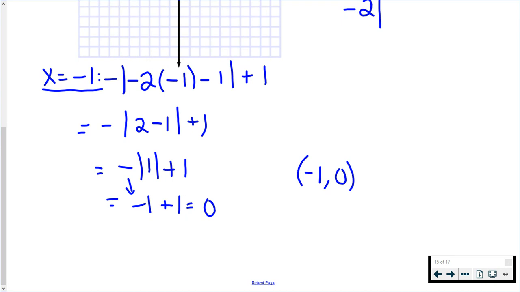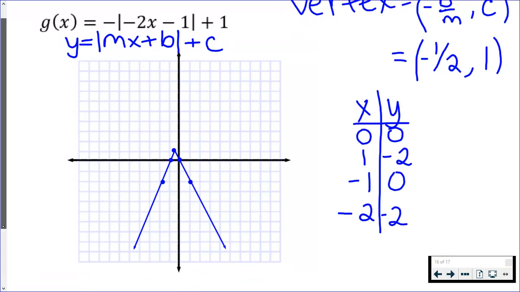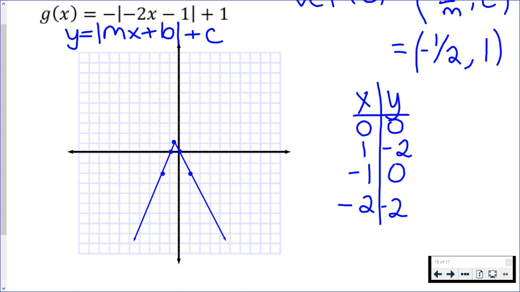So I encourage you to pause the video right now. I highly recommend that so that you can plug in the other two numbers. And then when you're ready, you can go back and hit play and see what I got for those values. And then I'll have the entire graph on there. So when you plug in 1 and when you plug in negative 2, both of those should result in a y value of negative 2. I've connected my points and I have my absolute value function.